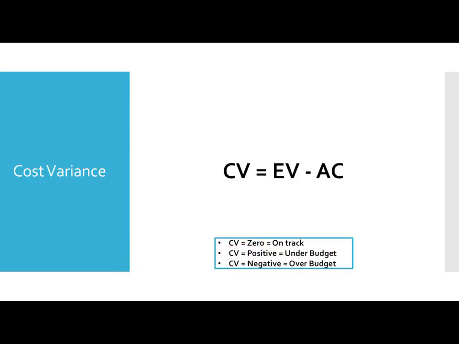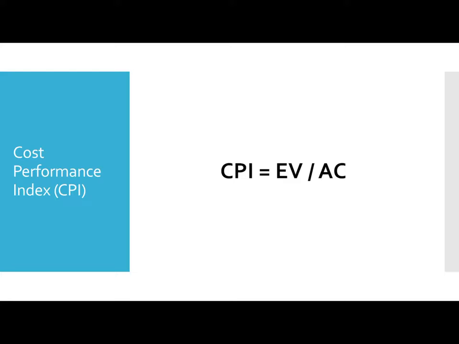Remember these things, very important for your PMP examination. A cost variance of 0 means your project is on track. A cost variance of positive means you're under budget, meaning you have more earned value and less actual cost. A cost variance negative is over budget. These 3 scenarios are very important for your PMP examination as well as for your regular project management. Next, cost performance index.